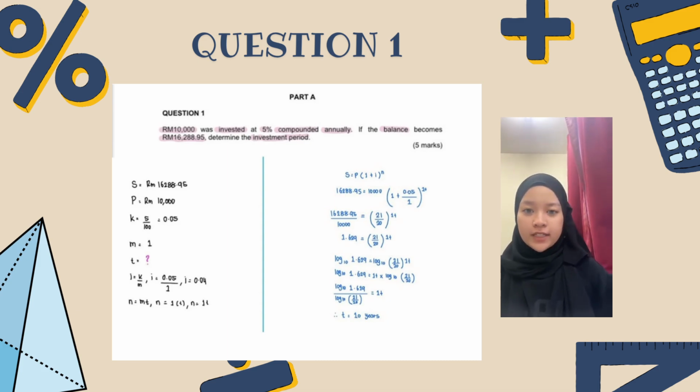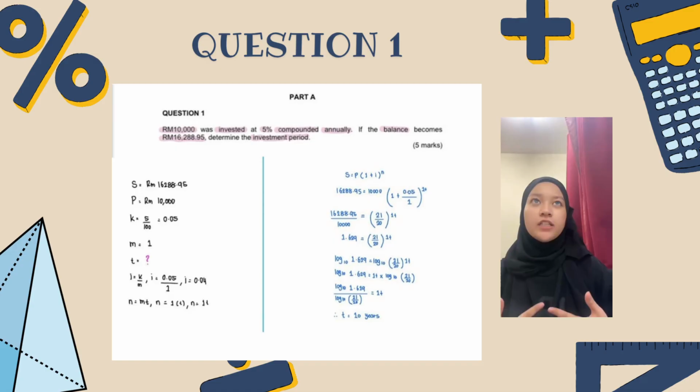So the formula that we use for this question is S equals P(1 + i)^n. So the calculation would be 16288.95 equals 10000(1 + 0.05/1)^1t. Then 16288.95 divided by 10000 equals (1 + 1/20)^1t. After that, 1.629 equals (21/20)^1t.